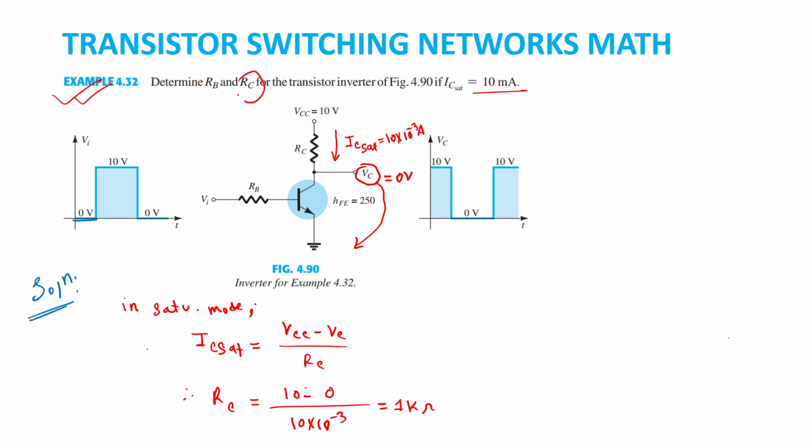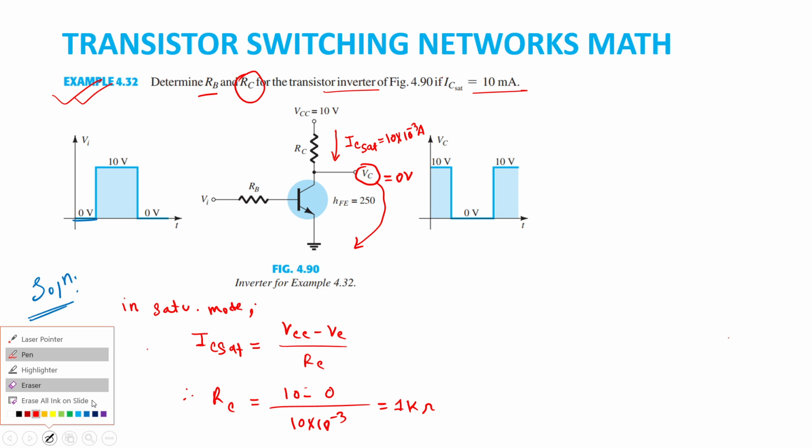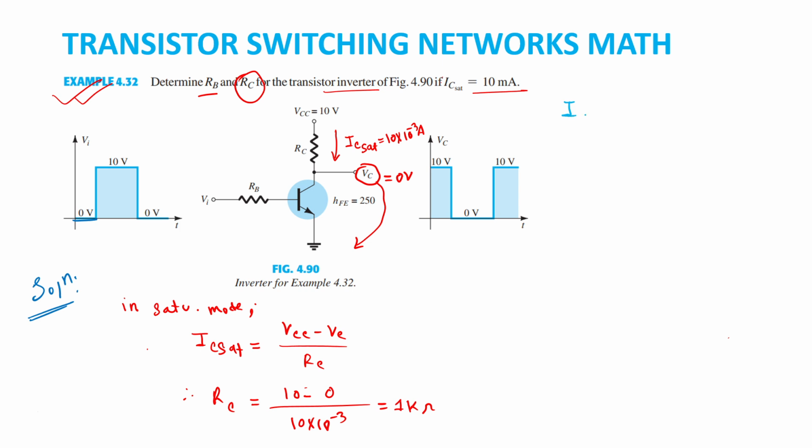So we have to determine RC and RB for the transistor inverter. In saturation mode, RC we have found. So let us find the IB. We know in the active mode IC is equal to beta times IB, which is the maximum. But in the saturation mode, IC is less than beta times IB. So from the equation, IB would be greater than IC divided by beta in the saturation mode. That is the thing we have to keep in mind.